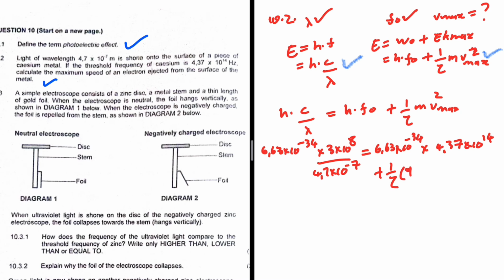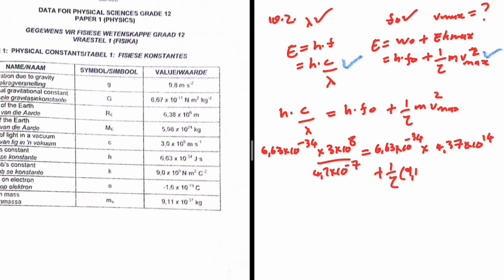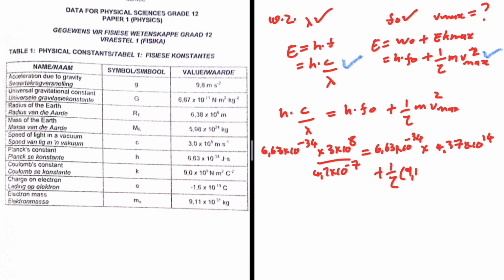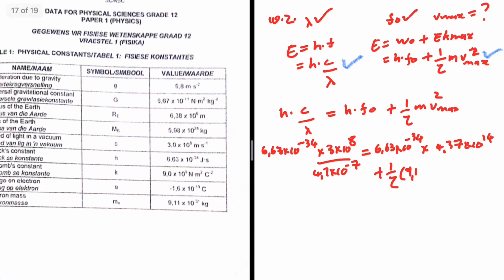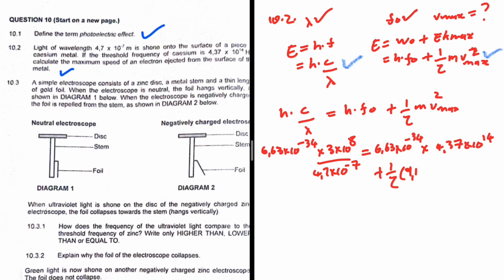The mass is the mass of an electron, and the maximum speed of the electron is what we're interested in. So the mass is going to be 9.1. Is it 9.1 or is it 9.11? Let's verify. 9.11 times 10 to the minus 31, multiplied by v max squared. So we are done with the physics. Essentially, we just need to solve for v max squared.